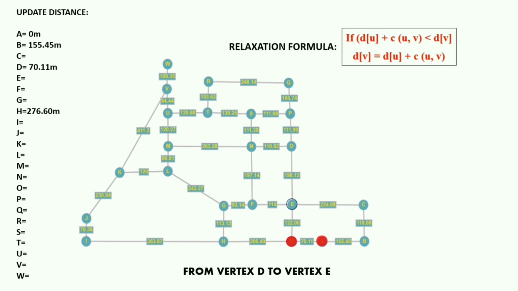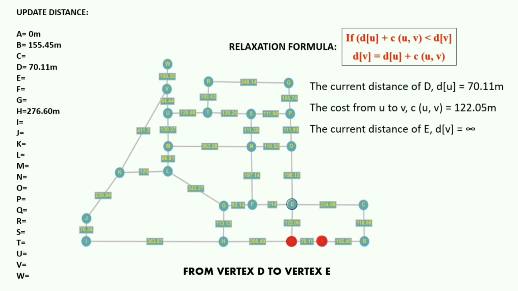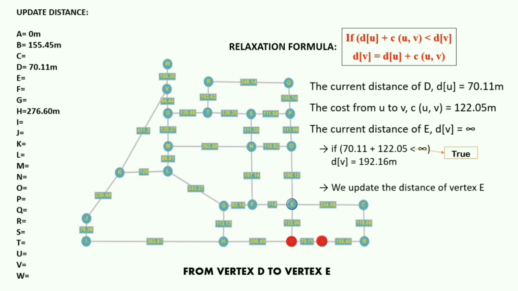Next, we move from vertex D to vertex E. The current distance of D is 70.11 meter. The cost from U to V is 122.05 meter, and the current distance of E is infinite. So the condition is if 70.11 plus 122.05 meter is smaller than infinite, so we will update the distance of vertex E.